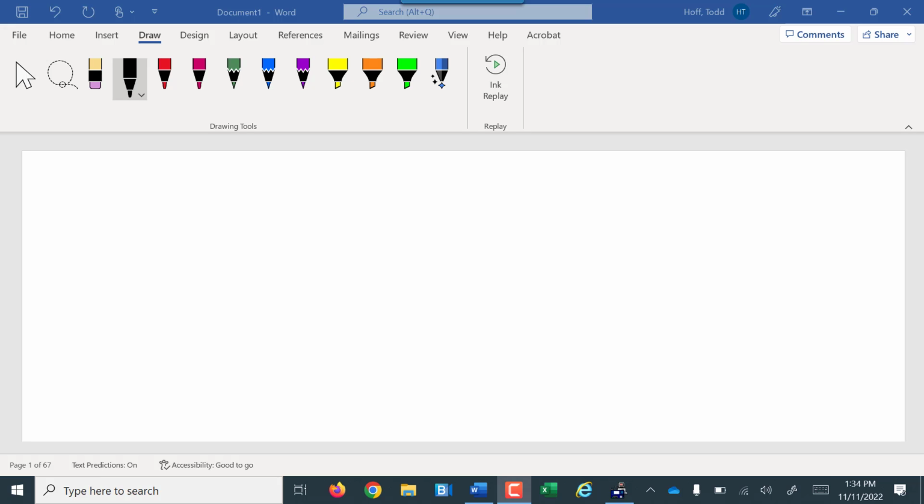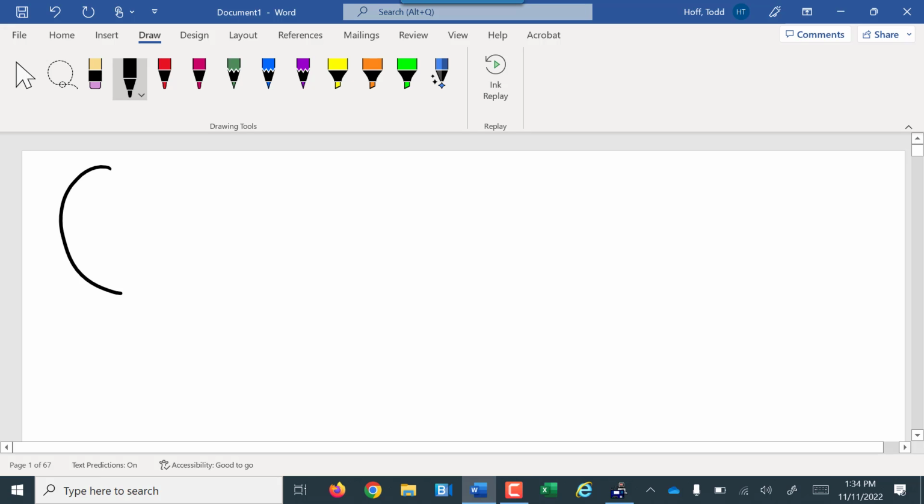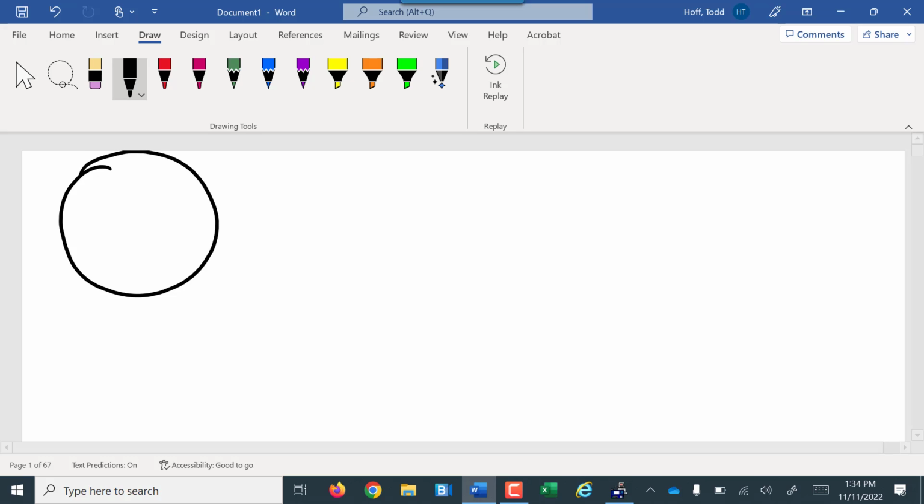So on the quiz, some of these I'm going to change the numbers a little bit. So if we have a circle and we're asked to find the perimeter, remember perimeter for a circle is the circumference, and circumference is just pi times the diameter or diameter times pi.